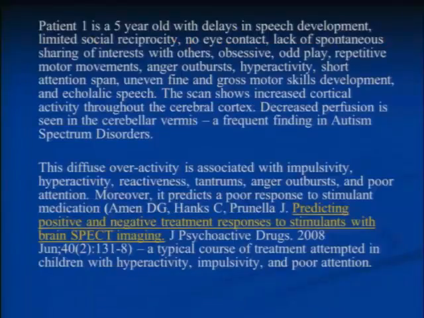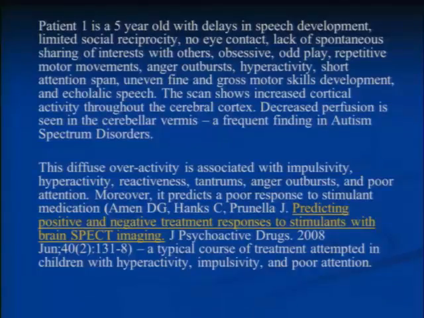So why? Patient 1, a 5-year-old with delays in speech, limited social reciprocity, no eye contact, lack of spontaneous sharing of interest with others, obsessive, odd play, repetitive motor behaviors, anger outbursts, hyperactivity, short attention span. Sounds like our kids, right? They had a scan. The scan showed decreased cortical activity throughout the cerebral cortex, decreased perfusion in the cerebellar vermis. This is a frequent finding, decreased function in the cerebellum.